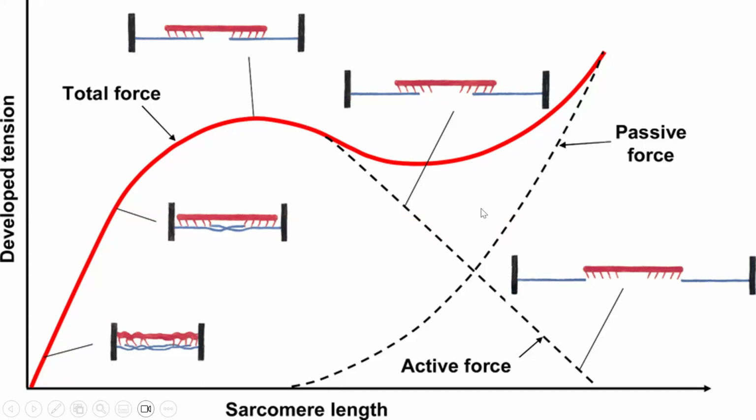Now, some people in your recordings asked, why do we have a decrease in this total force? Shouldn't it increase because you are increasing the active force? And actually, that's a very smart question. But the answer is, now you are beyond the optimal length. And we said that the active tension or the active force will decrease beyond the optimal length. Because the active force is decreasing, the total force will decrease.